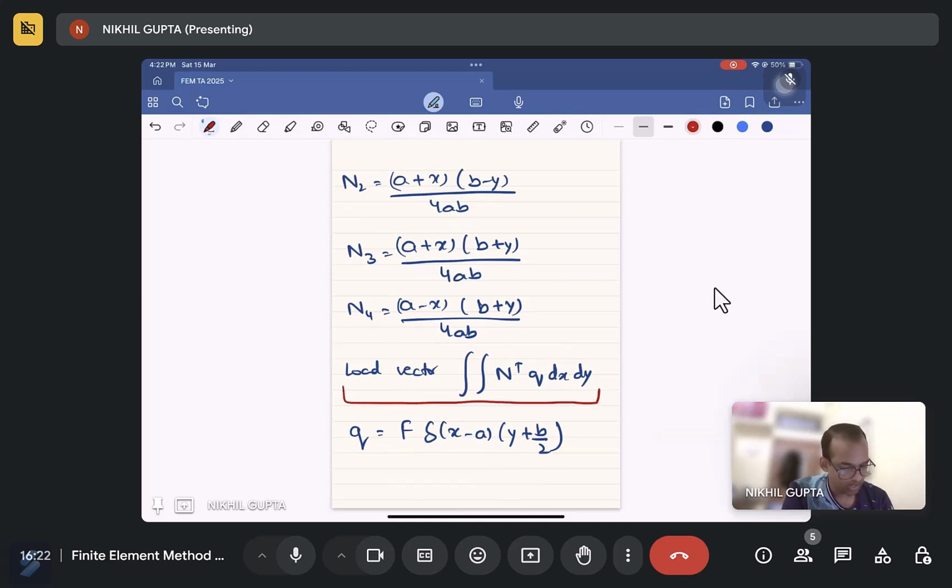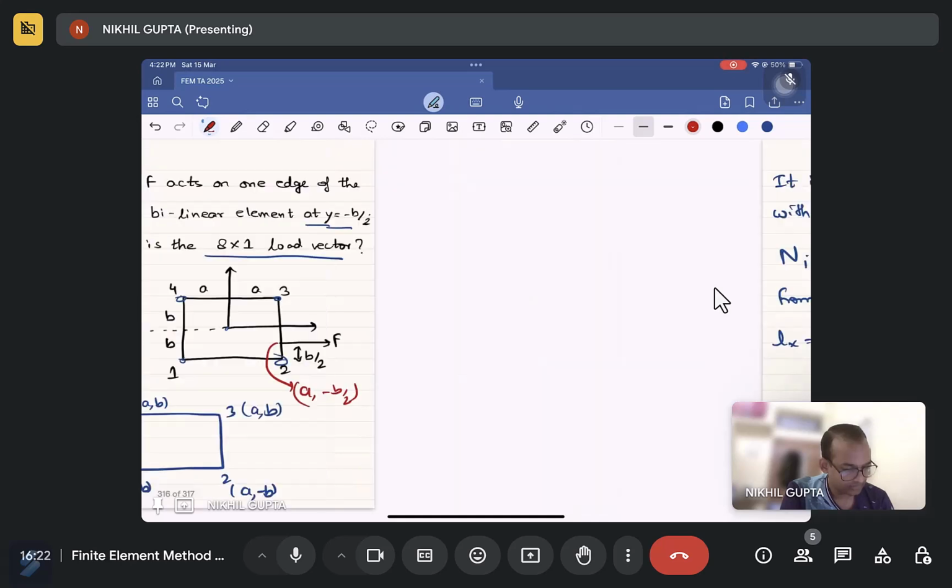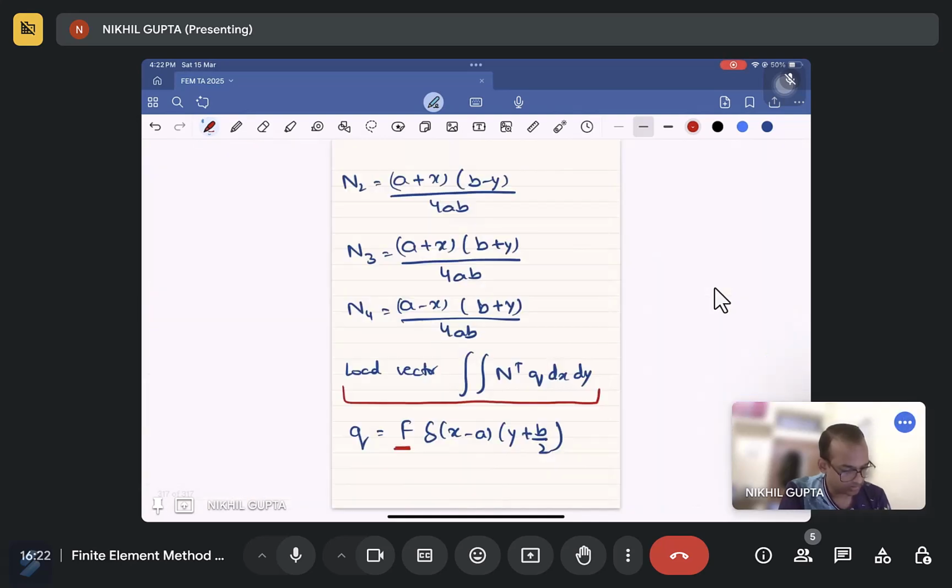So how are you representing q? For q, you have to tell at which point this F is acting. So at which point is it acting? Delta at x is equal to a, and this point is (a, minus b by 2). So what does the delta function do? The delta function tells you that at x equal to a, the value will be 1, otherwise it will be 0.